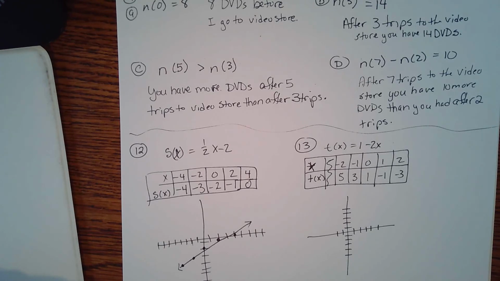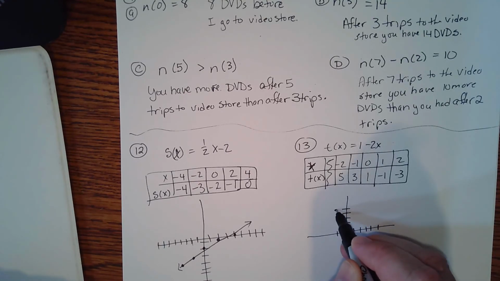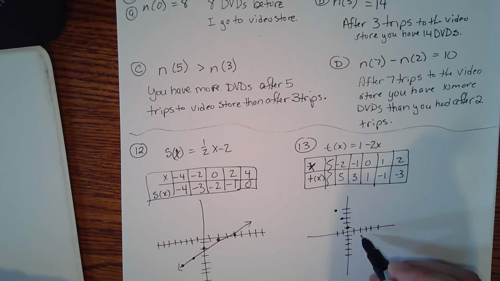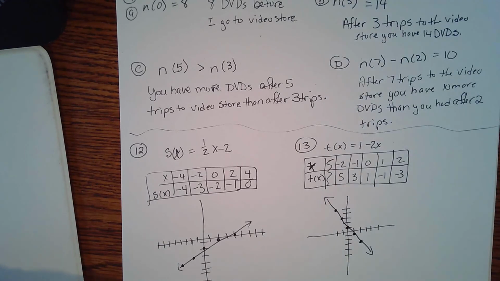All right, so hopefully you've paused the video. If you're back here at negative 2, you're actually up here at positive 5. If you are at negative 1, you are at 3. If you are at 0, you are at 1. If you are at 1, you are at negative 1. And if you are at 2, you're at negative 3. So this one was a little better line. Remember, you should be making straight lines. All right, so hopefully you did well with that one.